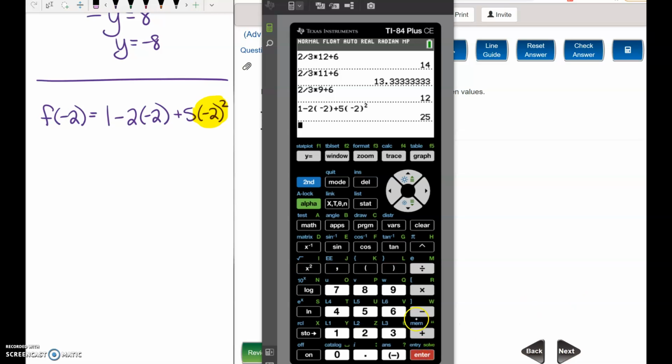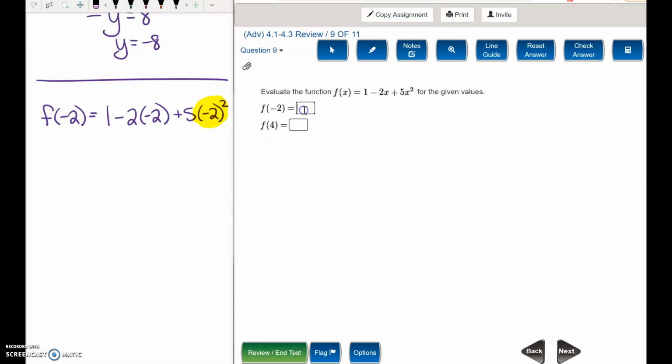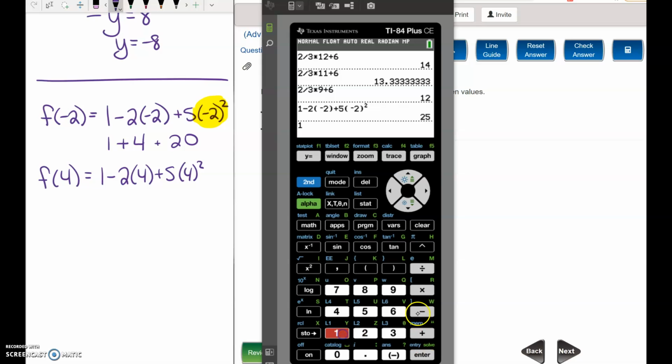The correct answer is 25. If you do this on paper, you would do 1. -2 times -2 is +4. -2 squared is 4. 4 times 5 is 20. 1 plus 4 plus 20 is 25. Then you want to do f of 4. 1 minus 2 times 4 plus 5 times 4 squared. You can do that by hand if you want, or type it in.